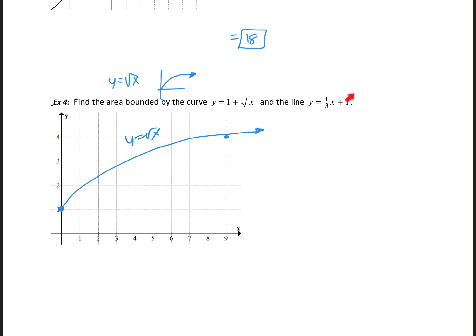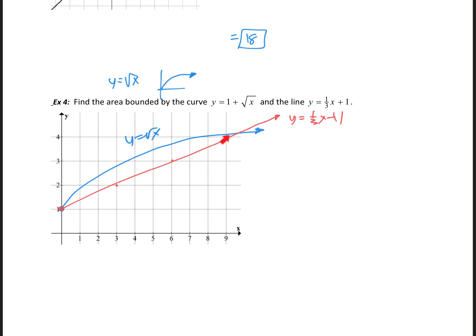If I draw the second graph, it's a straight line. The intercept is 1, so right here, and the slope is 1/3, so 1, 2, 3, up 1, and so on. So it's like this. This is y equals 1/3 x plus 1. Here it doesn't say x is going from 1 to 9 or anything. It says find the area bounded by these two. So I have to figure out where they meet, and that will be the limits of integration. This will be the lower limit and this is the upper limit. I have to find exactly where they meet.